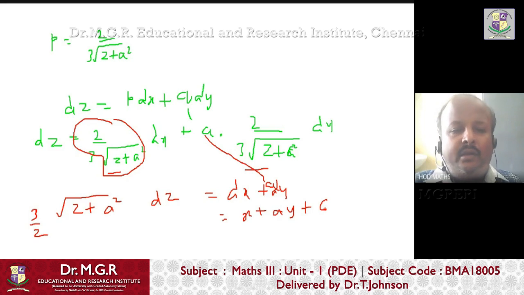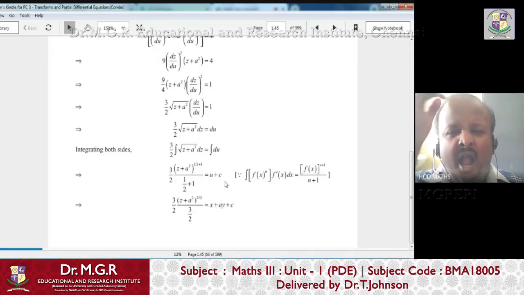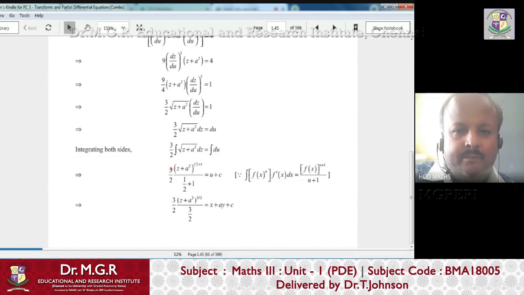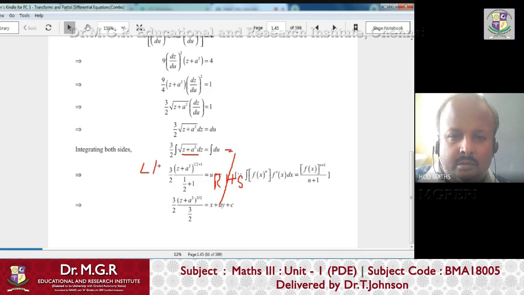Now, anybody tell how to integrate the left hand side? How to integrate? See, 3 by 2 is there, square root of z plus a square. The integral of du is nothing but x plus ay plus c. So RHS, no problem. Only LHS you have to listen. Right? So what is LHS? 3 by 2 square root of z plus a square dz.